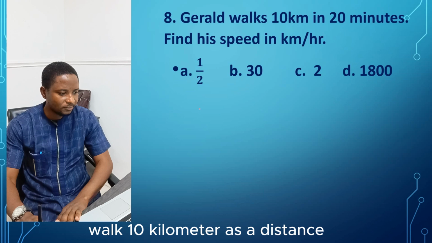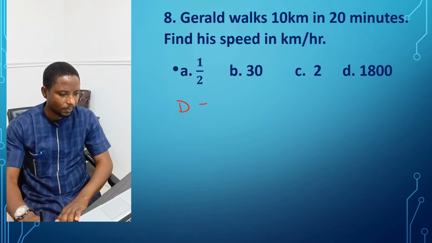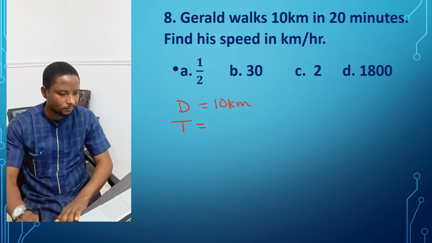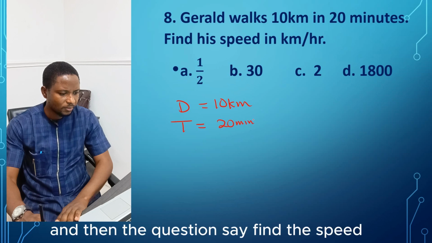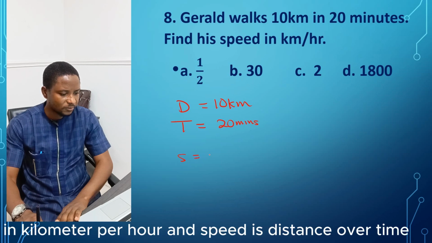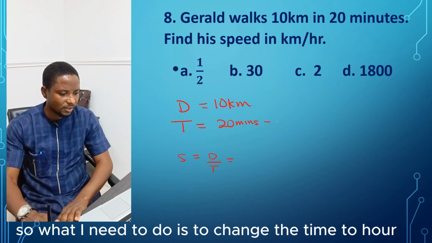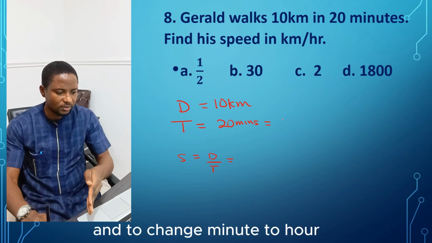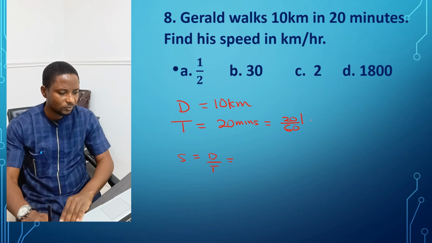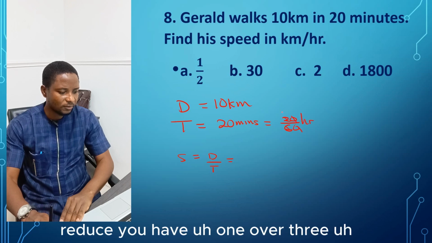Gerard walked 10 kilometers. That's the distance. In 20 minutes. That's the time. And then the question says find the speed in kilometers per hour. And speed is distance over time. So what I need to do is to change the time to hours. And to change minutes to hours, all you need to do is to divide by 60. And when you reduce, you have 1/3.